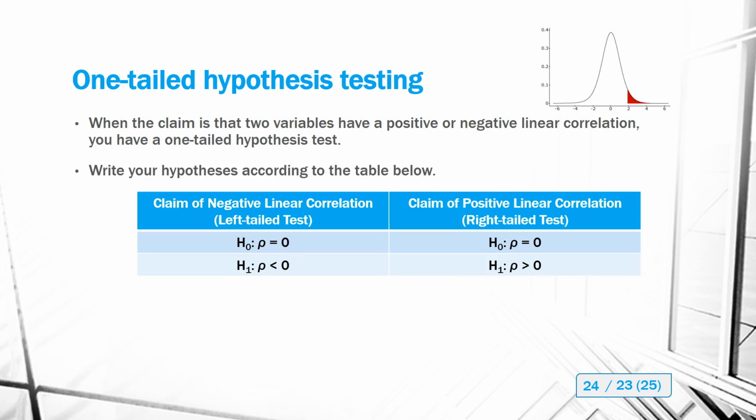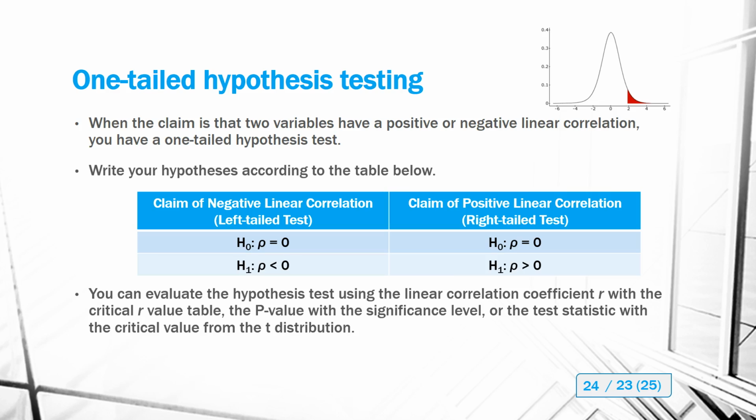Notice that the inequality signs, as always, you can imagine them being an arrowhead pointing in the direction of our critical region. So left-tailed test has a less than sign, right-tailed test has a greater than sign for the alternative hypothesis. And then we just evaluate the hypothesis test using the linear correlation coefficient R with the critical value table, or we can take the p-value and compare it with the significance level, or we can take the test statistic and compare it with the critical value from the t-distribution.